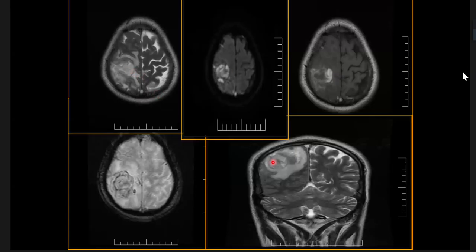T1 bright, T2 heterogeneously hypointense, restricted diffusion. So it is in the subacute stage of blood. It either has to be a vascular pathology or non-vascular, which could be neoplastic or non-neoplastic. The simplest explanation being the superior side.